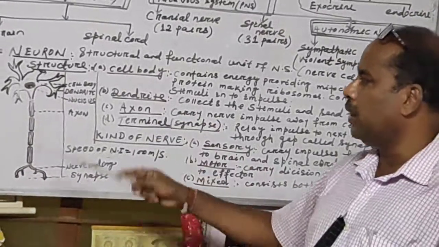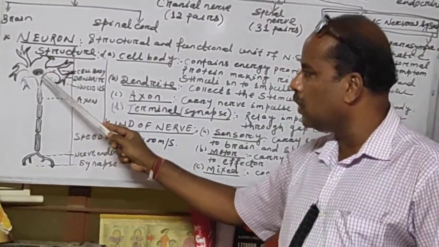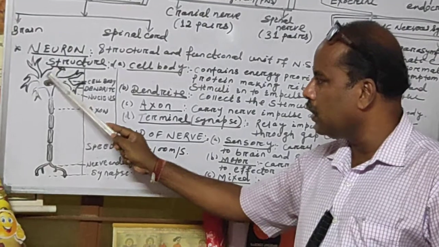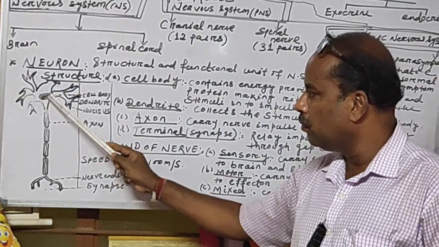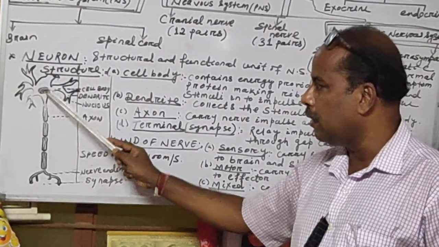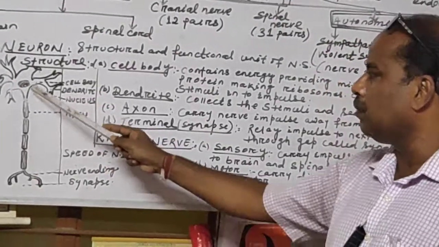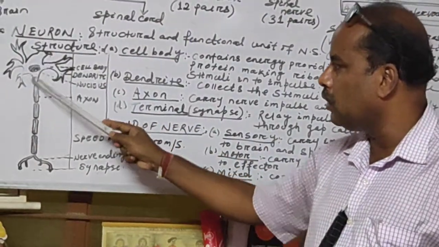First is known as the cell body. Cell body is what? This part is known as this space, white space. Here you can see this is the nucleus of the cell body. This is the central black spot, that is called the nucleus of the cell body. All together is known as the cell body.